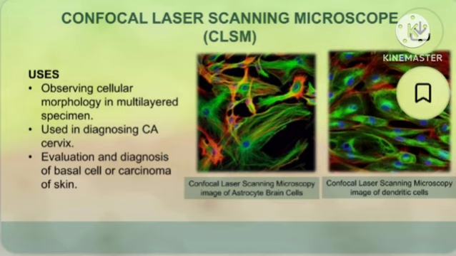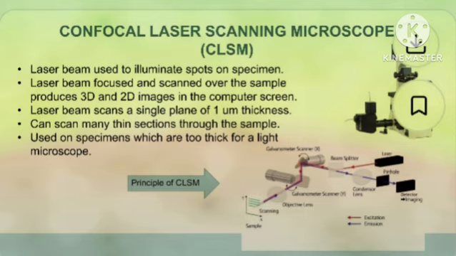And next, fluorescence microscopy uses. It allows visualization of bacterial agents such as Mycobacterium tuberculosis, and identifies specific antibodies produced against bacterial antigens.